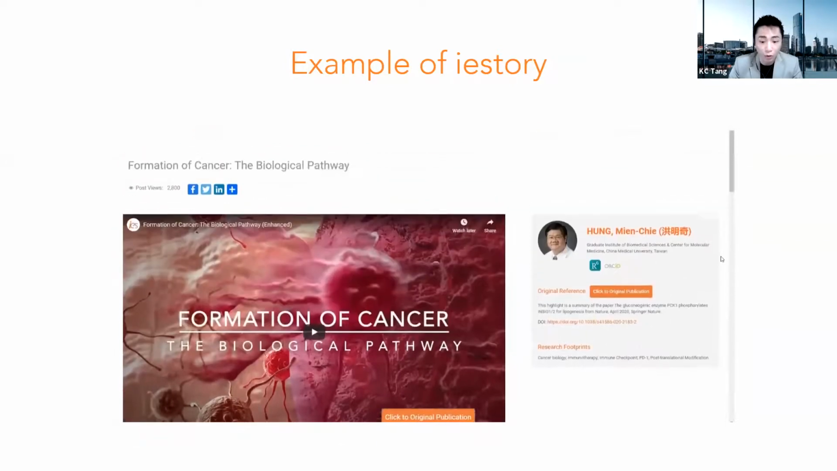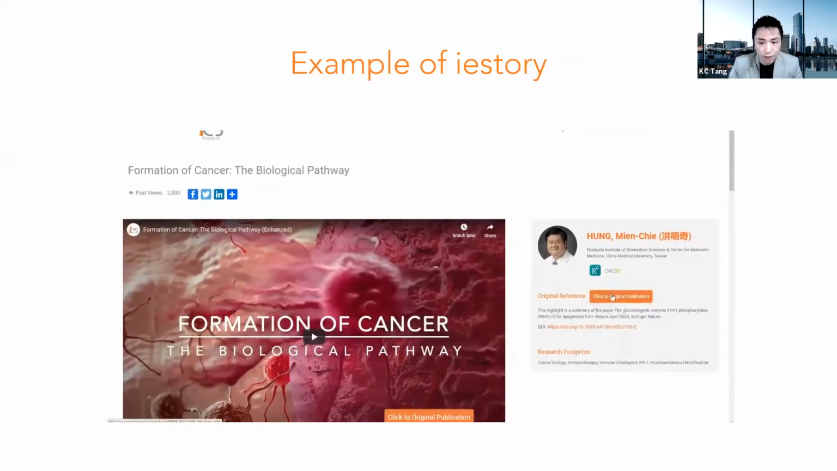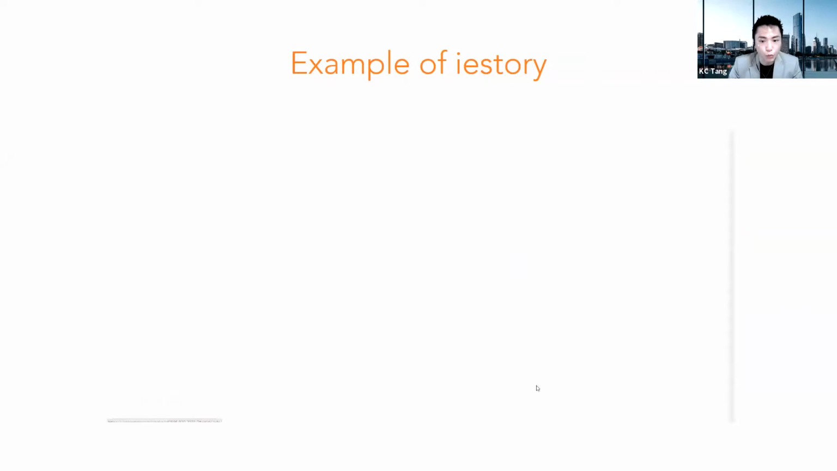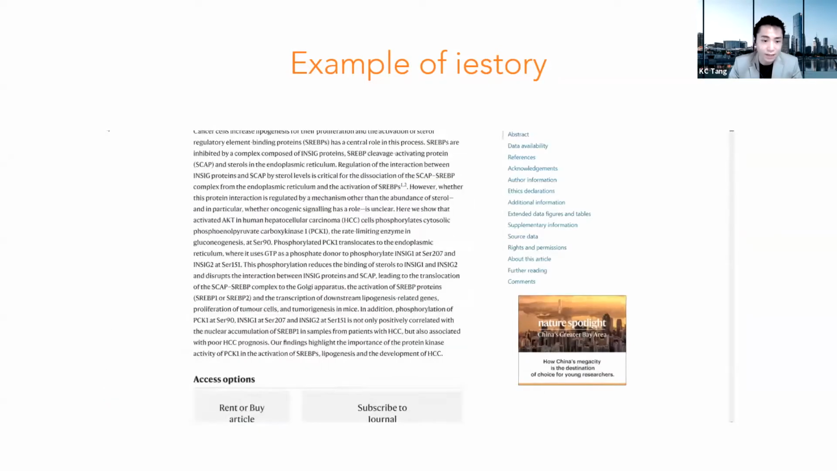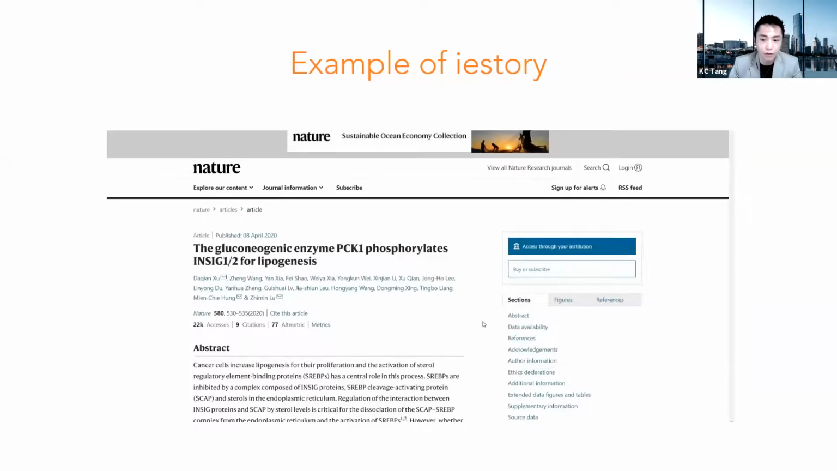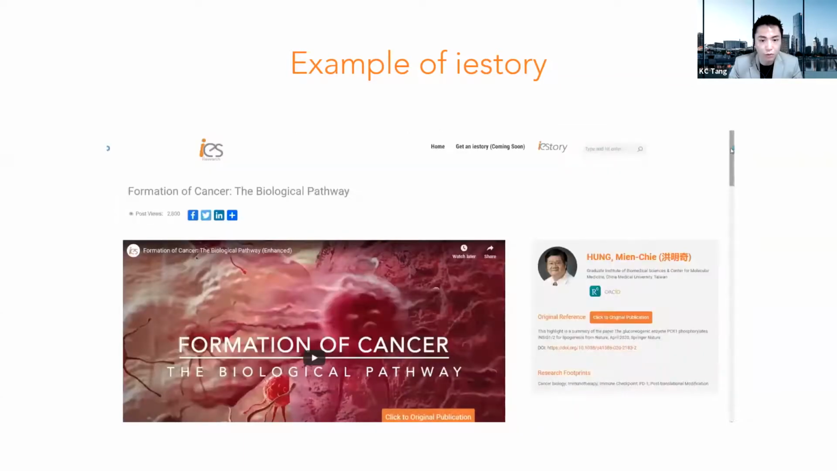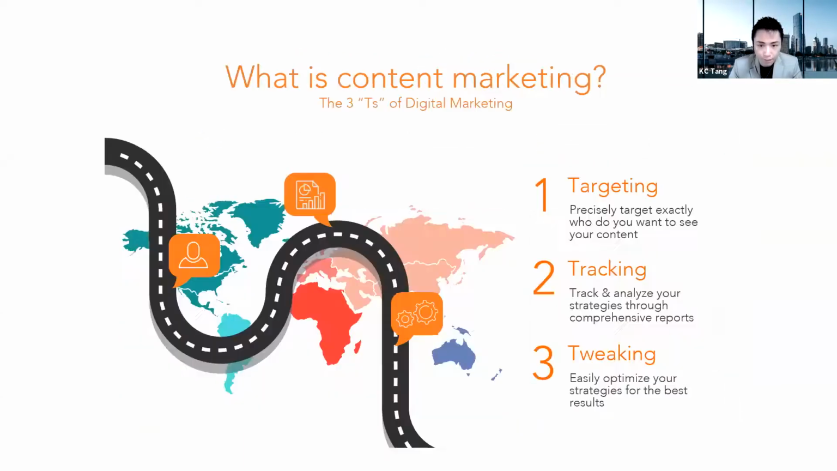When someone views this and finds it interesting, you could click on the original publication link, and it will bring you to the original source of publication. In this case, this is published under Nature, and this is a paid journal, so you need the access.